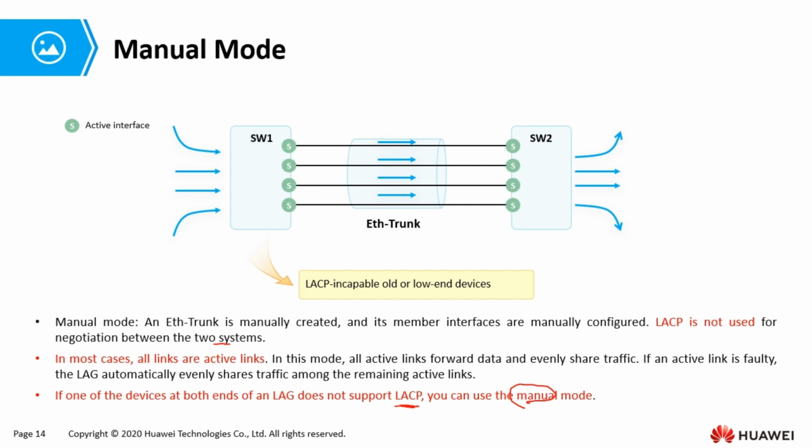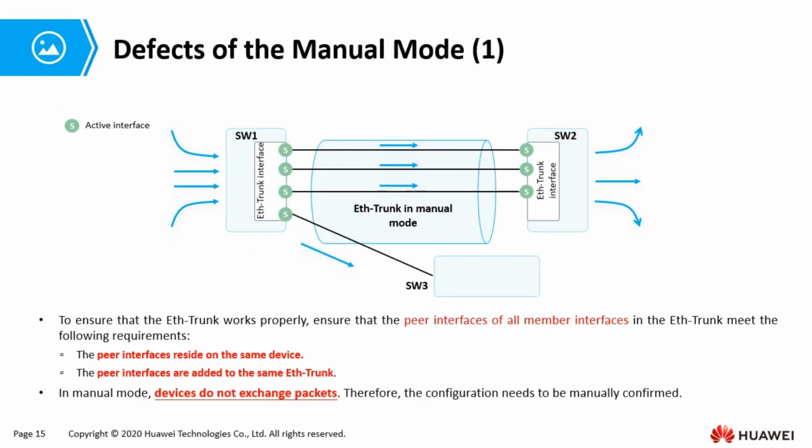So if, let's say, either one of the links is down, the LAG will automatically share the traffic with the other three links here, the remaining active links.